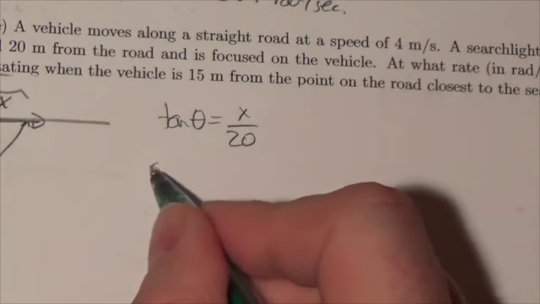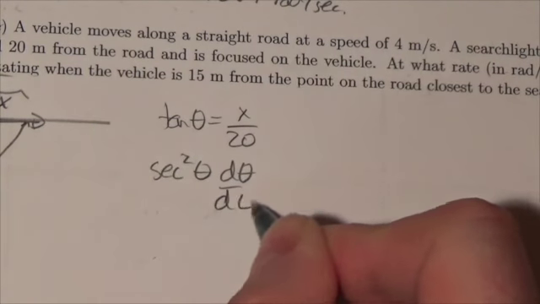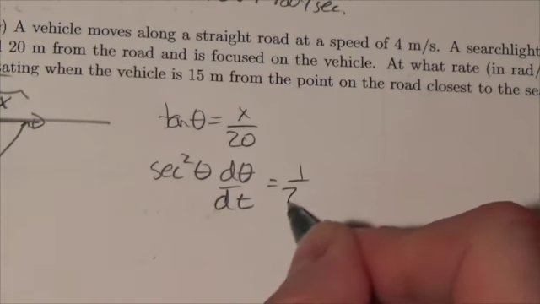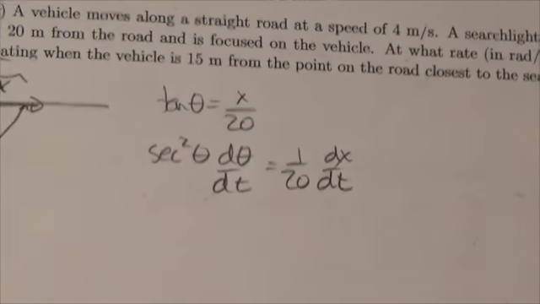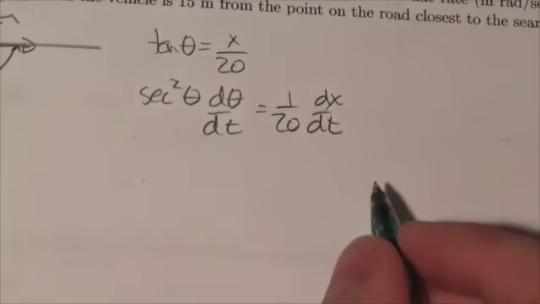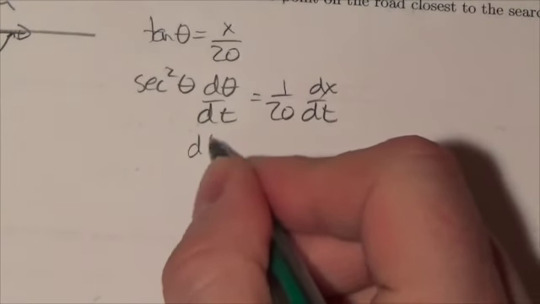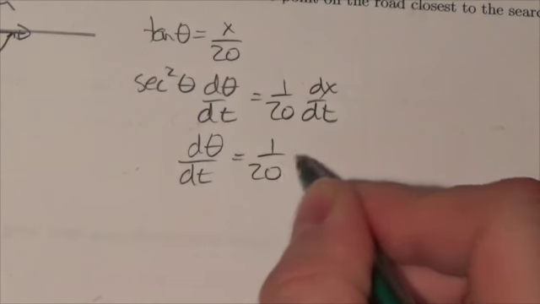So now I will take the derivative because I'm interested in finding that d theta/dt. The derivative of tangent is going to be secant squared theta times d theta/dt, and that is going to equal 1/20th dx/dt. Now I am looking to solve for d theta/dt, so d theta/dt is going to end up being 1/20th.